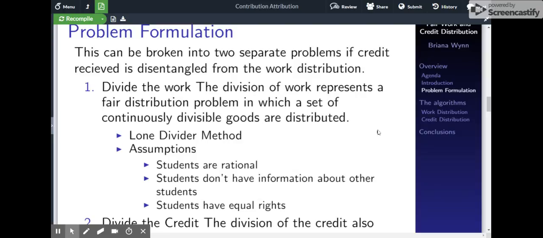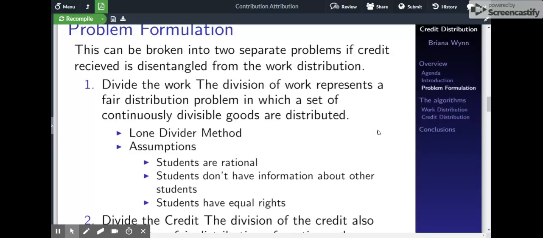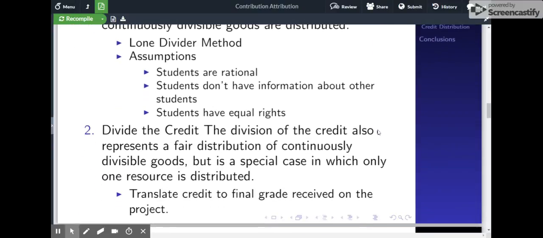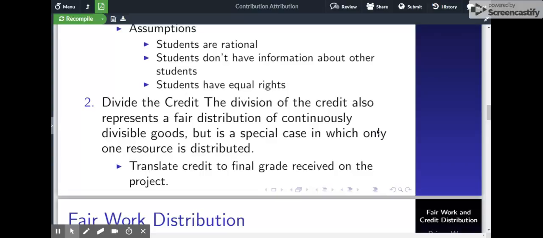So, this problem was broken up into two separate fair division problems. The first was a division of the work, followed by an assigning of credit for the amount of work each student did. The lone divider method could be used to divide the work, and the credit was then distributed proportionally to that, where the amount of credit you receive, say 100%, aligns to the final grade you would receive for the project. So if the group as a whole received 98% on the project, then students who received 100% credit would receive the entire 98%.